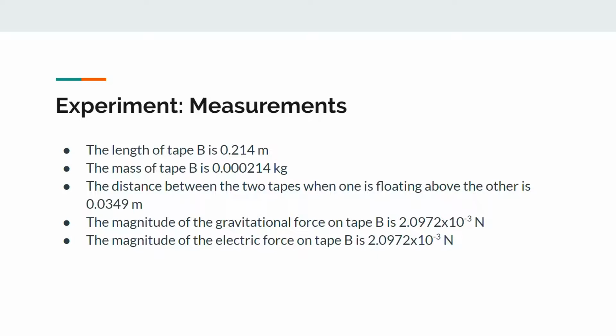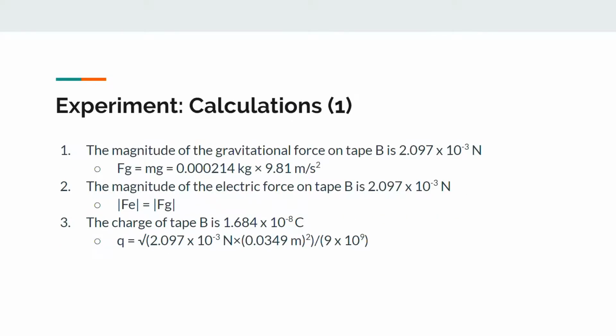The magnitude of the gravitational force and the magnitude of the electric force on tape B is 2.0972 times 10 to the negative 3 newtons. The magnitude of the gravitational force on tape B was calculated by multiplying the mass times the gravitational acceleration.